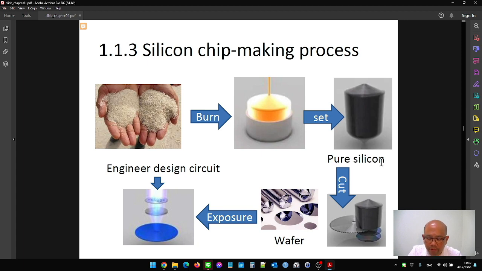After they have the pure silicon, they use a cutter to cut it into small pieces like a disc. That's called a wafer. Then the wafer is changed from pure silicon to impure silicon by exposure. High intensity light generated from X-ray, with a film or a circuit on top, is exposed onto the wafer.